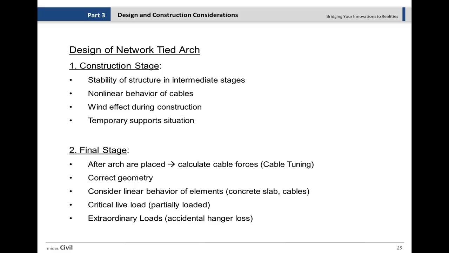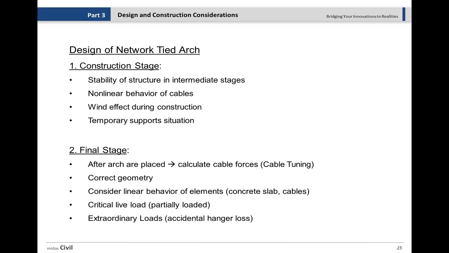Then we have the final stage. In the final stage, actually the structure is behaving completely different from the construction stages. So what happens after the arches are placed? Now we have to calculate the forces inside the cables. I mean the stressing forces inside the cables. If you remember on that video that I showed you, after the temporary supports are removed, now we have to do the cable tuning to come up with the final geometry and all.